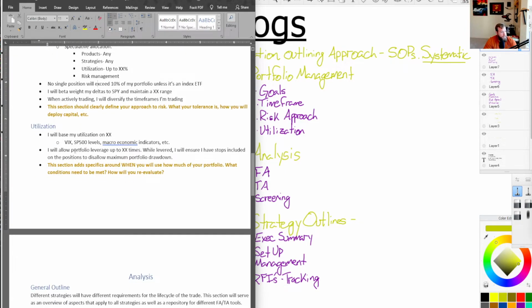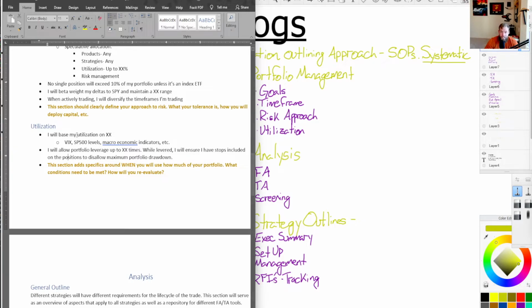Next up, utilization. How are you going to deploy your portfolio? What kind of conditions are you going to look at? Are you going to base your portfolio utilization off of VIX levels, off of where the S&P 500 is, off of recent highs, off of current macroeconomic indicators? There's a ton of different things you can use. I think a great starting point is basing your utilization off of something like the VIX.